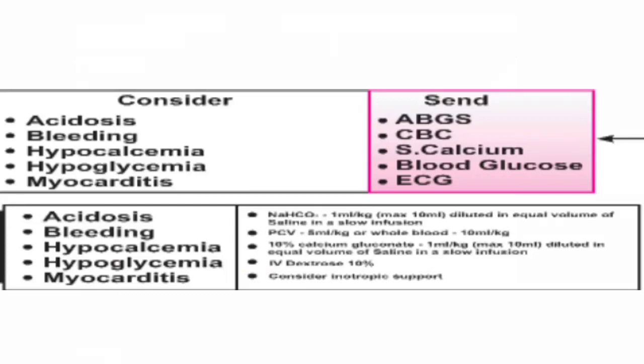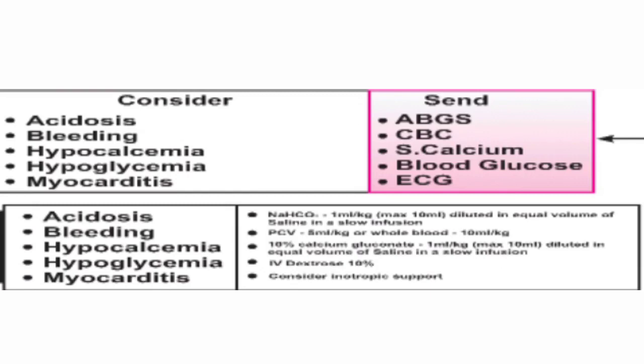other parameters like ABGs, CBC, calcium, blood glucose, and ECG. You will check for acidosis, any evidence of bleeding, hypocalcemia, hypoglycemia, and myocarditis. So for management, if the patient has acidosis, then you will go for bicarb. Bicarb is given at 1 ml per kg per hour. Maximum amount is 10 ml, and it is diluted in 5% dextrose water.